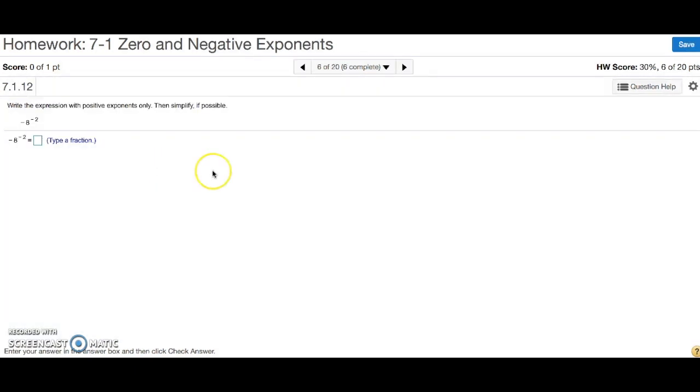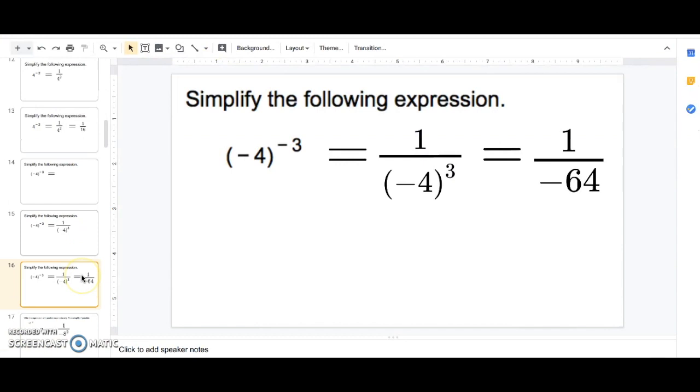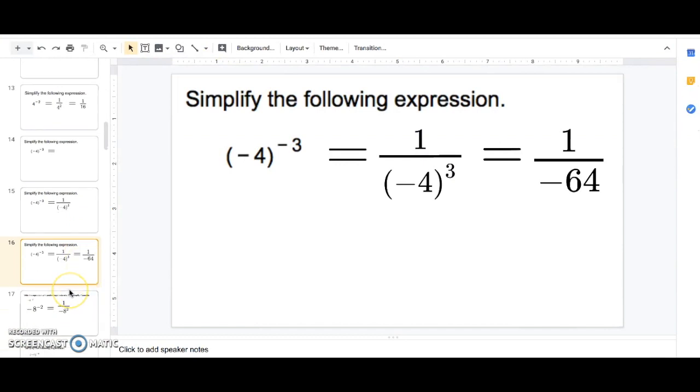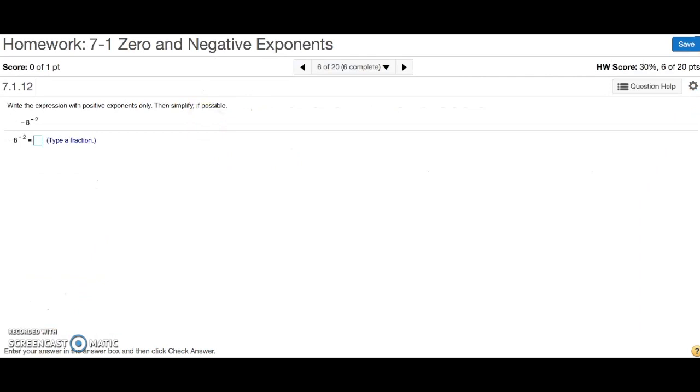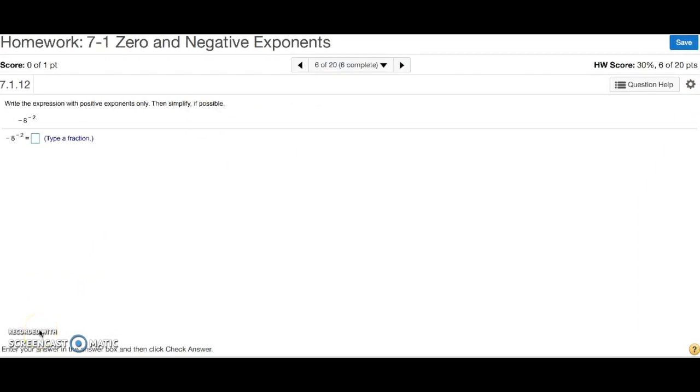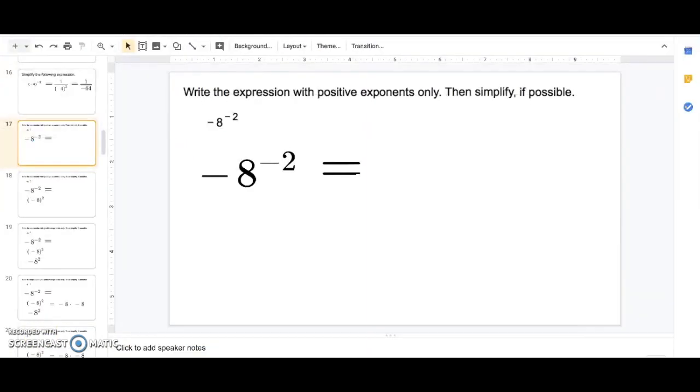Number 6, it is asking you to write the expression with positive exponents only, and then simplify if possible. Okay, number 6, it is asking you to write the expression with positive exponents only, then simplify if possible. So I have negative 8 to the negative 2 power.